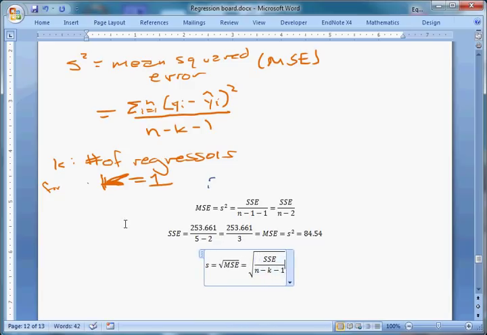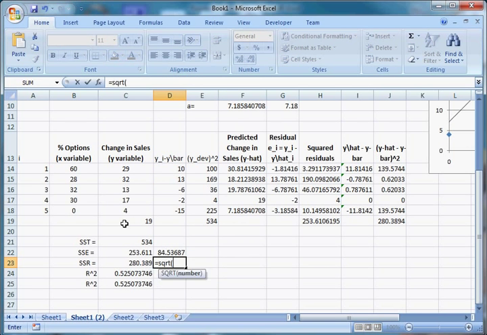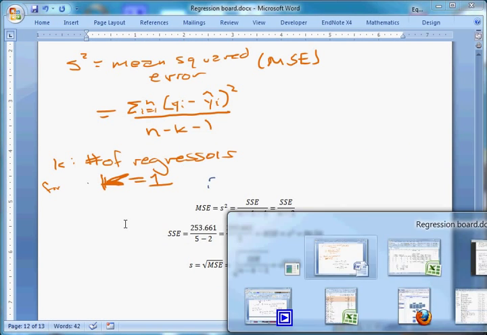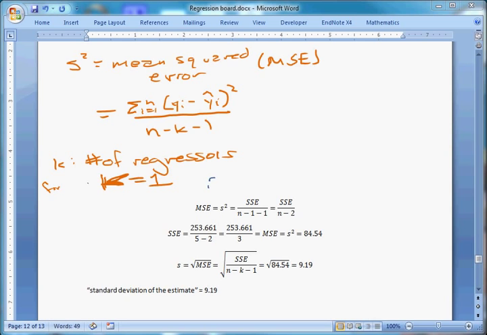For our particular case, we have the square root of 84.54, which is going to be 9.19. So that's our standard deviation of the estimate. That's what that's called. It's going to be 9.19. Okay, so that's an estimate of the standard deviation, and we can move on to our tests.